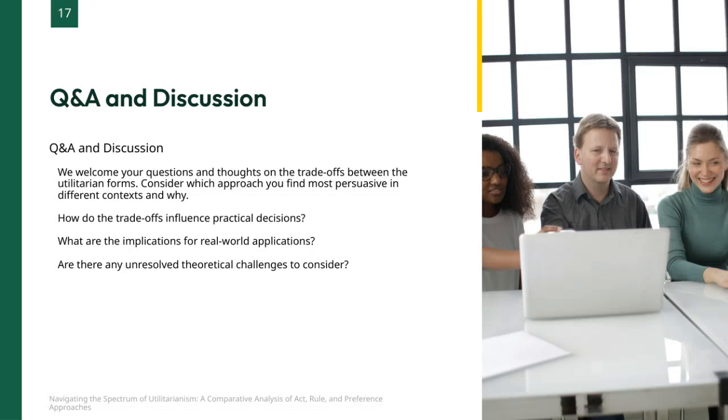Now let's open the floor for questions and discussion. I'd love to hear your thoughts on the trade-offs between the different utilitarian approaches we've covered. Think about which one seems most convincing in various situations and why that might be. How do these trade-offs actually impact the decisions we make in practice?